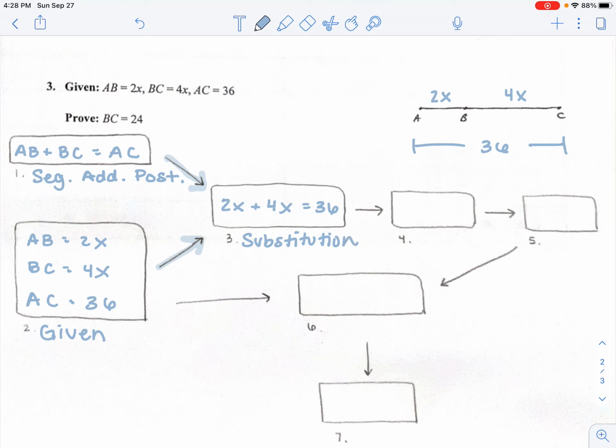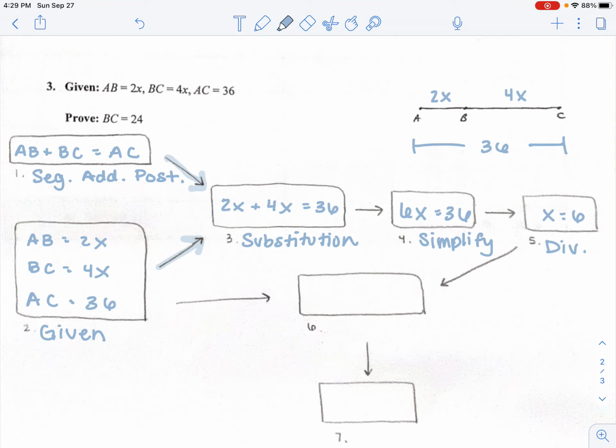All right, time for the math time. What would you guys do next here? You're probably saying combine like terms. What is 2x plus 4x? That gives you 6x equals 36. What is that called when you combine like terms? Simplify. I'd probably divide by 6 now, so I get x equals 6. That would be the division property of equality, POE.